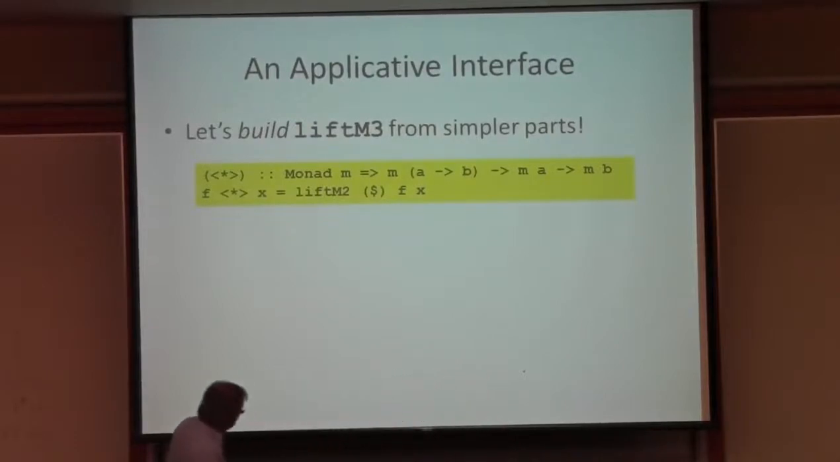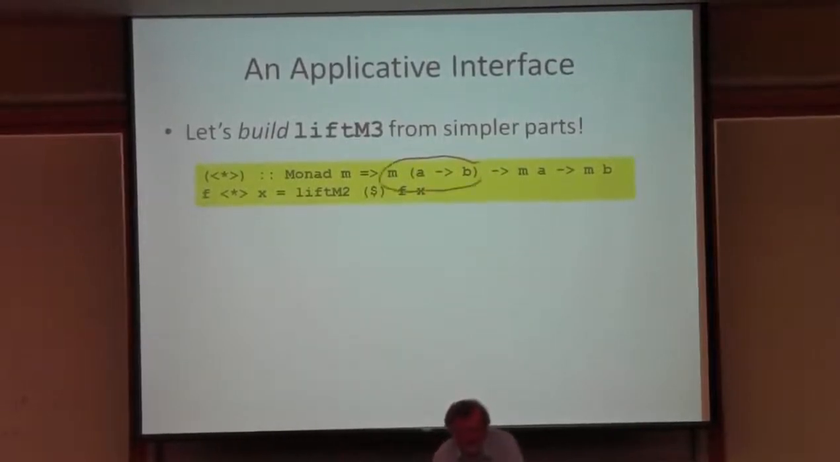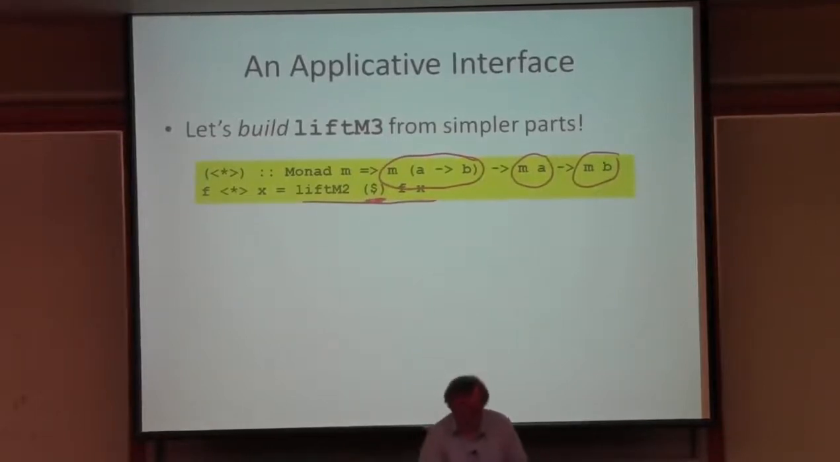So let me introduce another operator. I'm not quite sure how to pronounce this. Maybe I'll just call it apply, although it's not. Which, for any monad, takes a computation that delivers a function and a computation that delivers an argument and just gives you a computation that delivers the result. So it kind of lifts function application. Dollar is the Haskell application operator up to the monadic level.